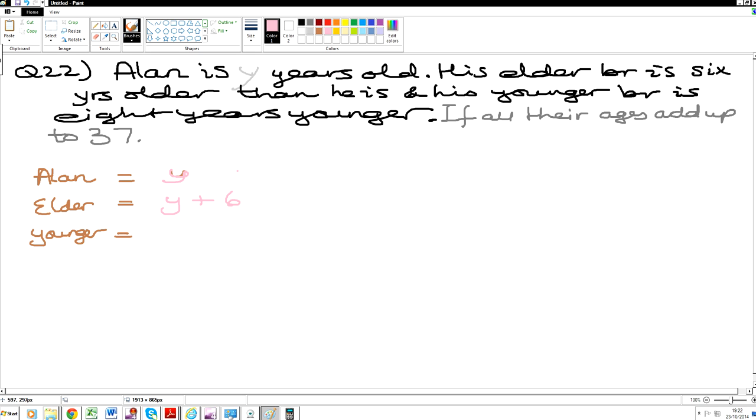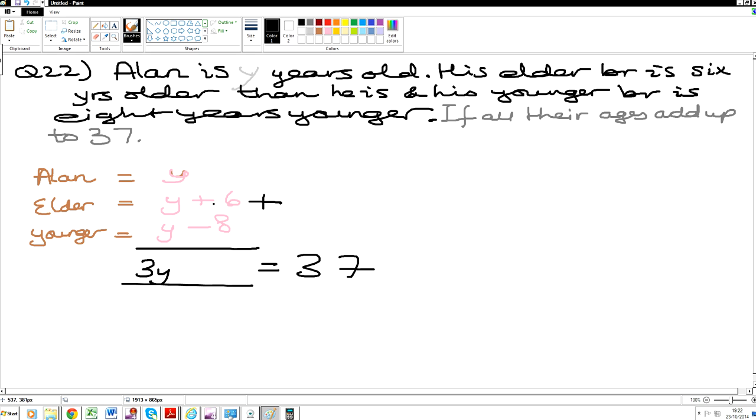Now next question, Ikra. His younger brother is 8 years younger than Alan. How would you write that down algebraically? Alan is y years old. y take away 8. Excellent. Now we form these mini equations. It says all of the ages add up to 37. That means that if we add all of these up, the answer will be equal to 37. So what's y add y add y? 3y.